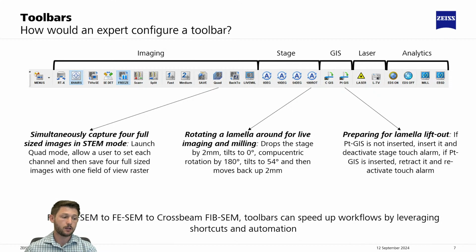The one under the stage section is called 180 rotate. So this rotates a lamella around for live imaging and milling. So typically when you're thinning a lamella and you're imaging with the SEM for endpointing, you got to thin both sides of the lamella. And if you wanted to see information on both sides, this button will shortcut the whole process of flipping the lamella around and bring you back to the milling orientation and conditions. So it's going to drop the stage by a few millimeters, tilt back to 0 from 54 degrees, do a compucentric rotation of 180, tilt back to 54, and then move back up 2 millimeters back to our milling conditions.